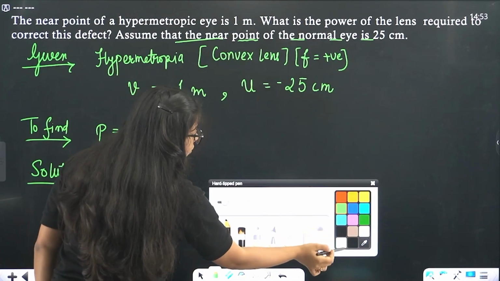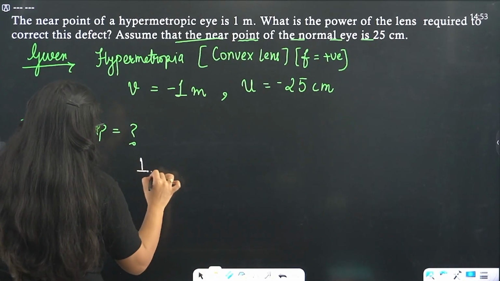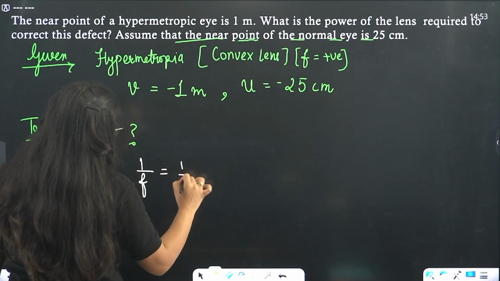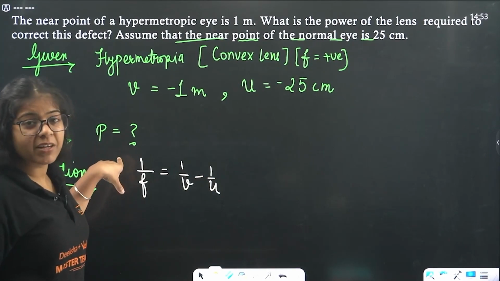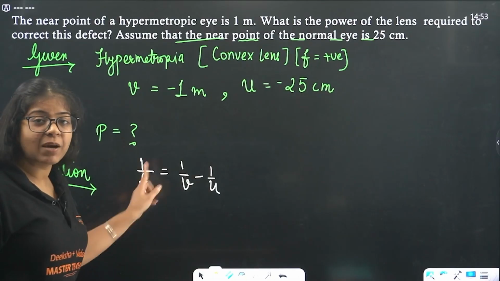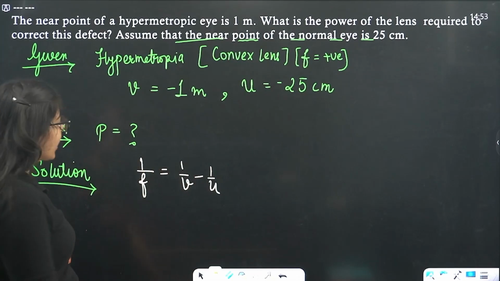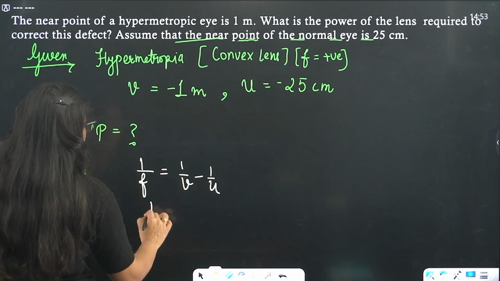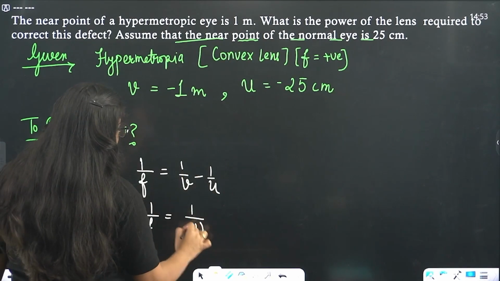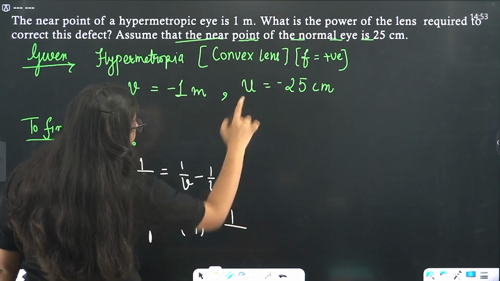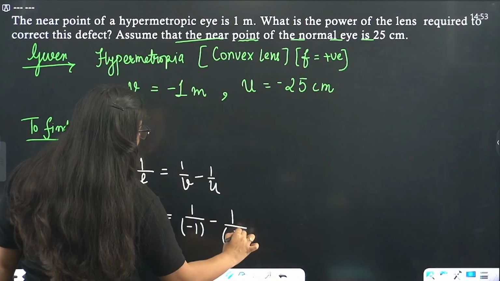Correct. So, okay, using the lens formula, 1 by f equals 1 by v minus 1 by u. Why did we use the lens formula? Because power is 1 by f. How will we find f? By using the lens formula. Okay. Just fill in all these values. 1 by f equals 1 by v. v is minus 1 minus of minus 25.